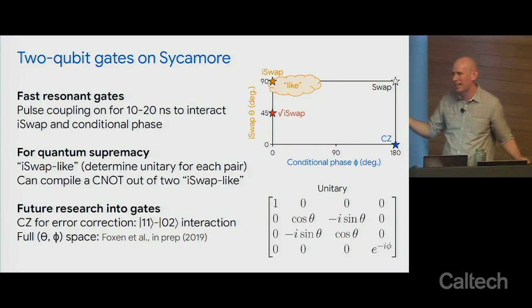It's just a little unorthodox. And moving forward, we have ongoing research into more conventional gates. For example, the control Z gate that I mentioned, which uses an interaction between this computational 1-1 state and this non-computational 0-2 state. And in fact, we're able to fill in this whole space.